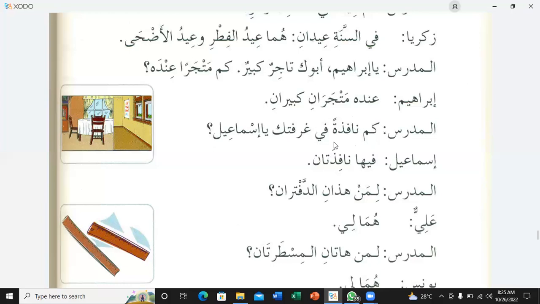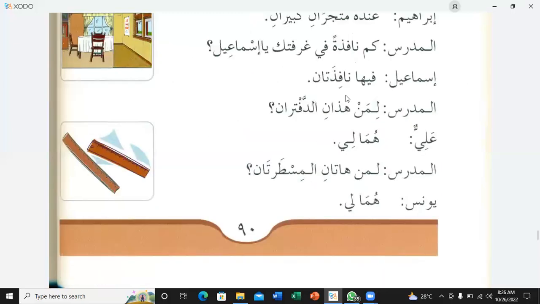Al-mudarrisu: Kam nafidhatun fi ghurfatika, ya Ismail? How many windows are in your room, O Ismail? Ismailu: Fiha nafidatani. In it are two windows.